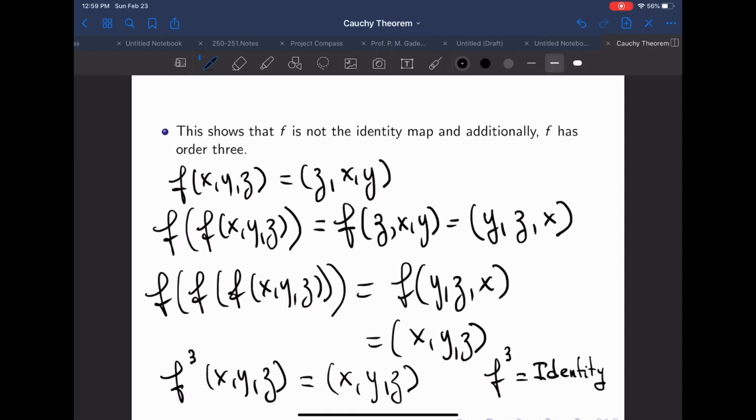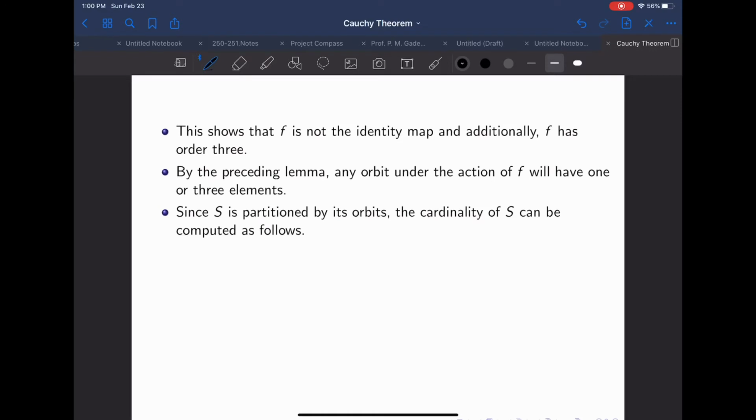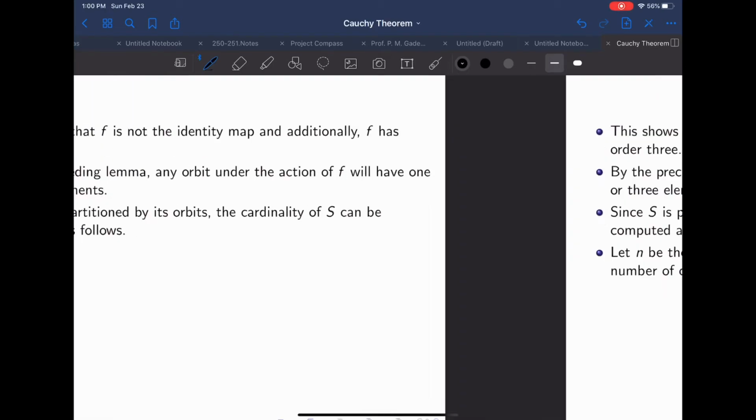But 3 is the smallest positive integer for which f cubed is the identity. So that tells us that 3 has to be the order of the map f. Okay? Now, by the preceding lemma, any orbit under the action of f will have 1 or 3 elements. We've seen this earlier. That was the lemma that we proved. Now, since S must be partitioned into its orbits, the cardinality of S, which is the number of elements of S, can be computed as follows.